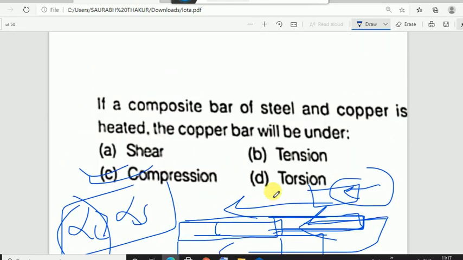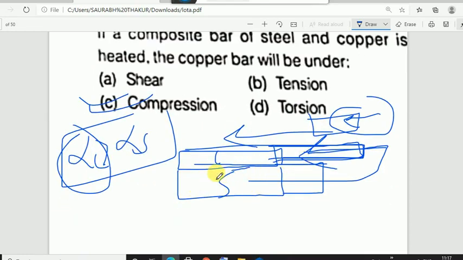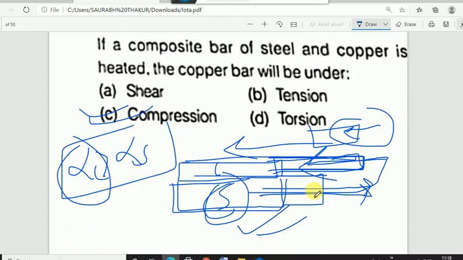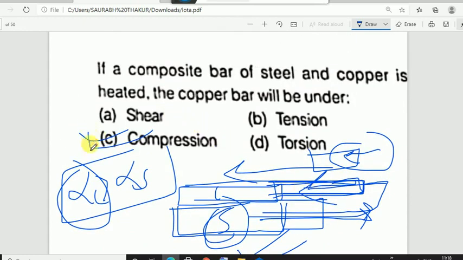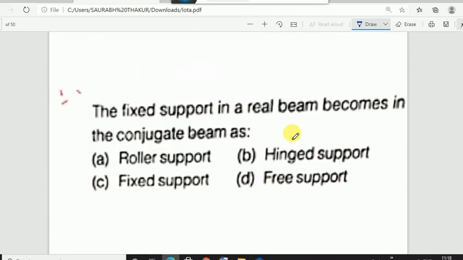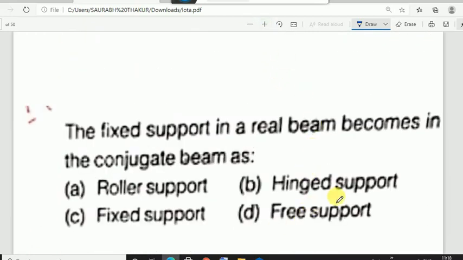And if it is asked in the question what would be the stress developed in steel, when copper would be moving from here to here, it would tell steel to go in this direction. Means steel would be in tension. Okay, this would be your correct answer. The copper would be in compression, because it has a greater coefficient of thermal expansion, alpha.